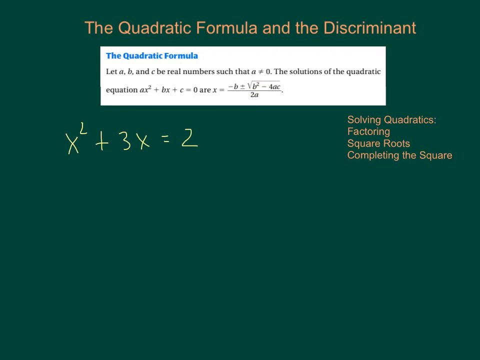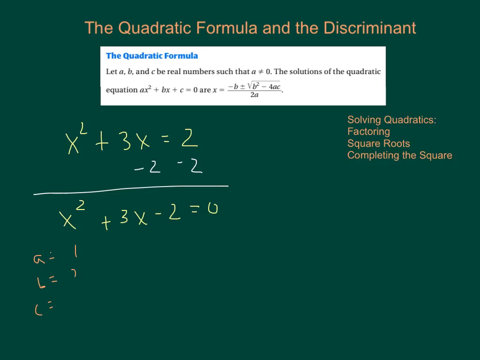Let's try one. We've got x squared plus 3x equals 2. First of all, this isn't in standard form, so we're going to subtract 2 from both sides. And we're going to be left with x squared plus 3x minus 2 equals 0. Now we just need to identify A, B, and C. You know me, I'm big on getting this out and identified separately. Don't just do it on the fly because you're going to make a mistake.